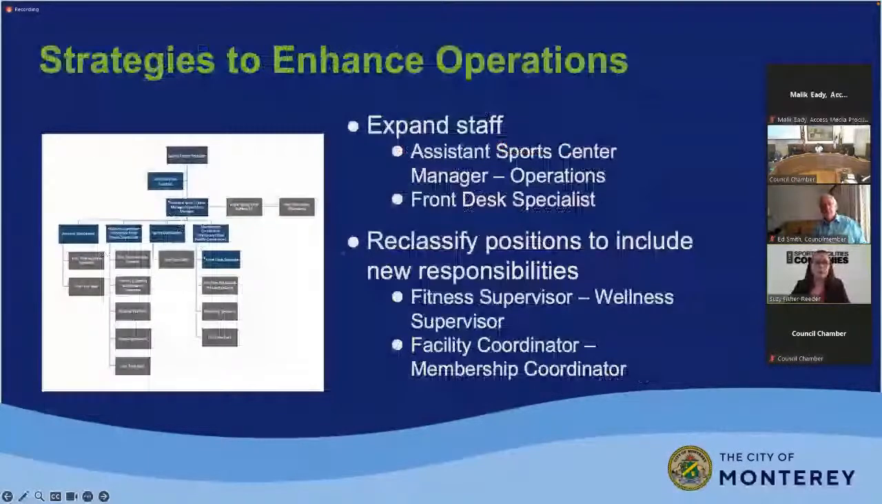So after we did all of our market review and all of the review of the locations, conditions, and demographics, we draw upon the definitions of success and we leverage that data to develop a thorough review and strategies to enhance the operations with the goal of improving efficiencies, program quality, and making operations more sustainable. The strategies include recommendations to expand and enhance staff positions.